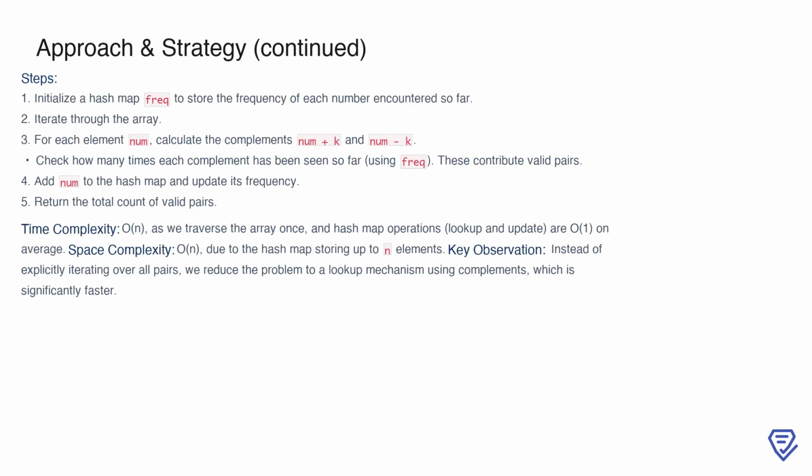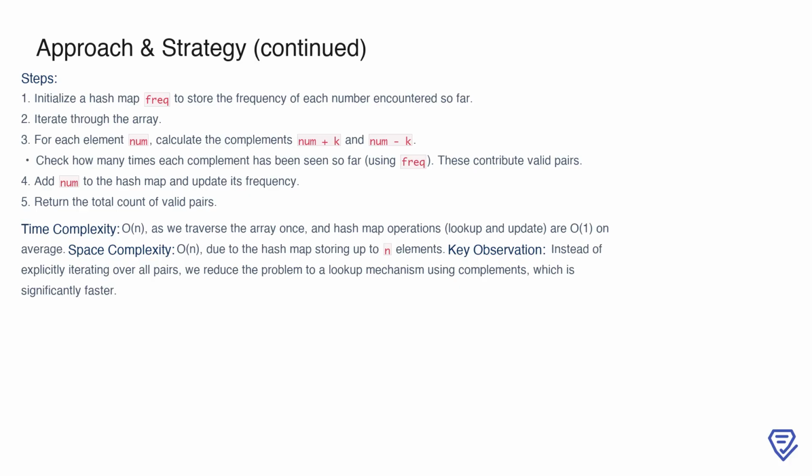To address the inefficiency of the brute force approach, we use an optimized method that leverages a hash map for efficient pair counting. Here's how it works: we initialize a hash map to keep track of the frequency of numbers as we iterate through the array. For each number in the array, we calculate its two complements, namely number plus k and number minus k. These complements represent the values that, when paired with the current number, would result in an absolute difference of k. We then check the hash map to see how many times these complements have appeared so far. The frequency of these complements contributes directly to the count of valid pairs. After updating the count, we add the current number to the hash map and update its frequency.